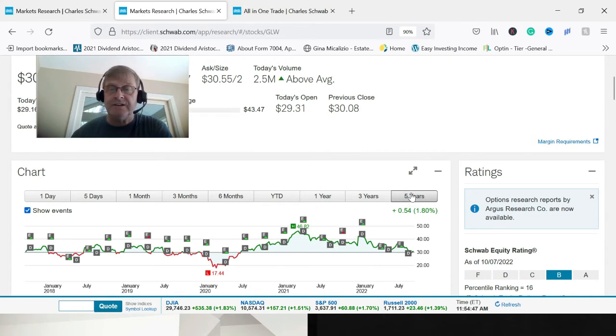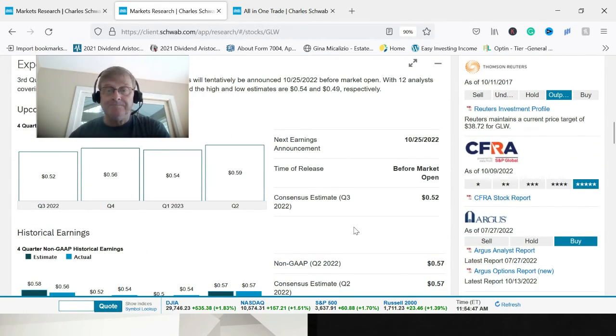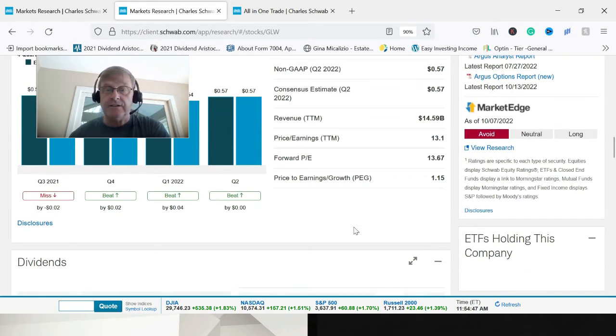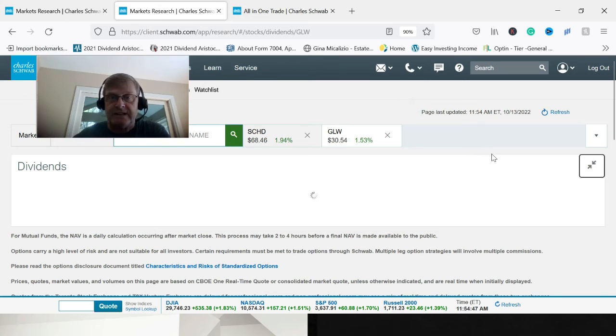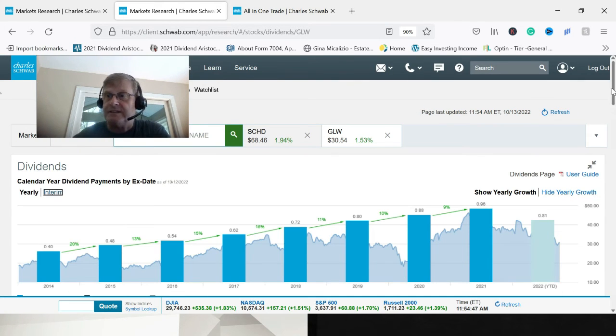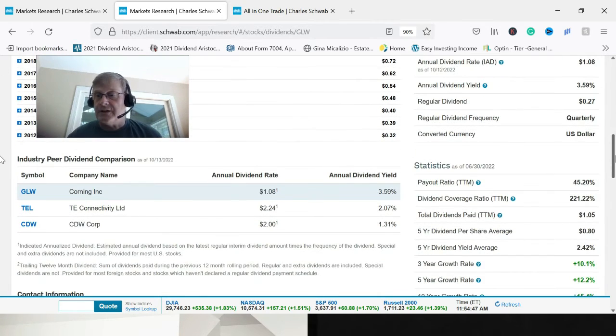Let's look at 5-year. So it hit back in 2020 below 30. But it rarely went below 30. So over 5 years, you're picking it up, and it pays a pretty good dividend. We can go down here to see the dividends. And I believe it's a dividend aristocrat, so it pays almost 3.6%. And I believe it's increasing it every year. Yeah, so it's a dividend aristocrat, so it literally increases it every year. So it's also another one that I really like.